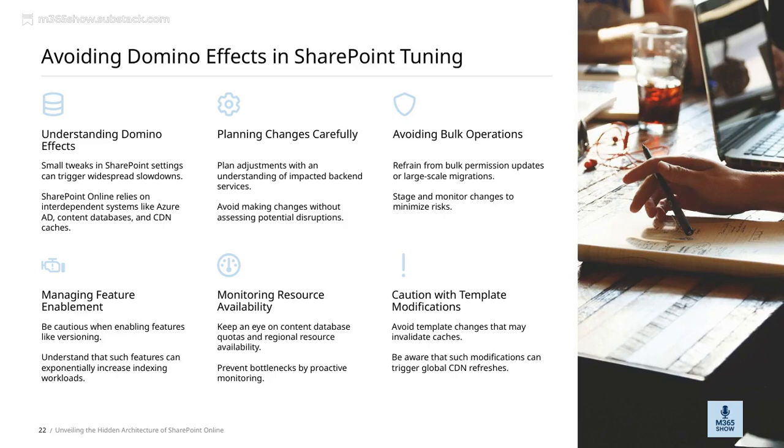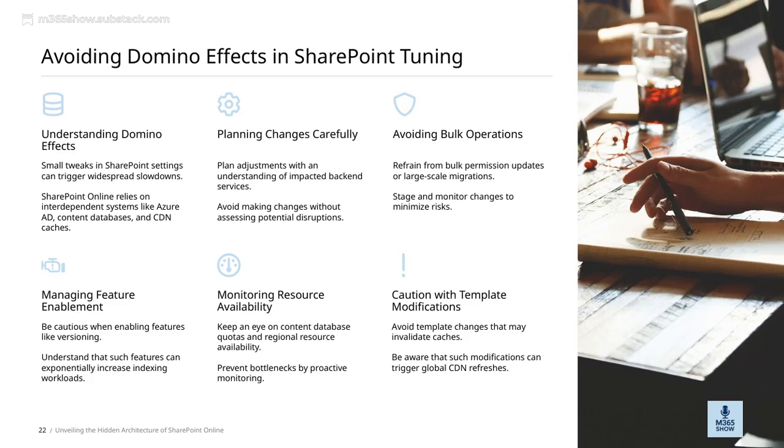When working with SharePoint Online, it's crucial to avoid certain changes that can cause a domino effect and impact performance. For example, avoiding template changes is key because these modifications can invalidate caches, which in turn may trigger global CDN refreshes. These refreshes are resource-intensive and can slow down the entire system. Similarly, keep an eye on content database quotas and regional resource availability. Proactively monitoring these helps prevent bottlenecks before they become serious issues. It's all about staying ahead and ensuring smooth operation.